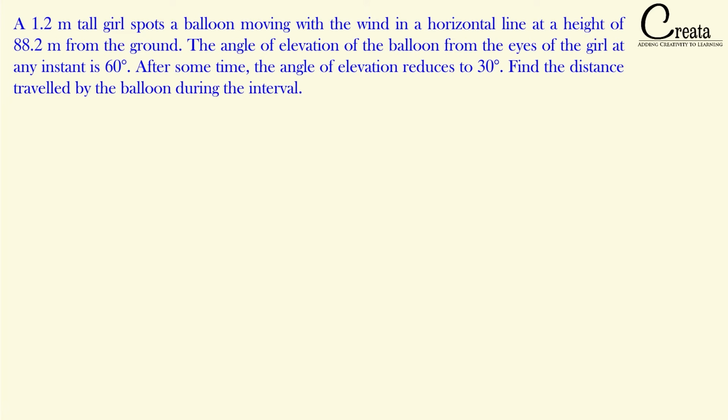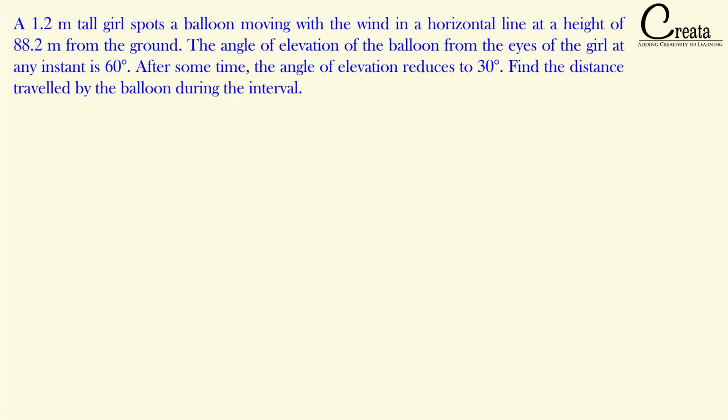A 1.2 meter tall girl spots a balloon moving with a wind in a horizontal line at a height of 88.2 meter from the ground. The angle of elevation of the balloon from the eyes of the girl at any instant is 60 degree. After some time, the angle of elevation reduces to 30 degree. Find the distance traveled by the balloon during the interval. So this is the question.